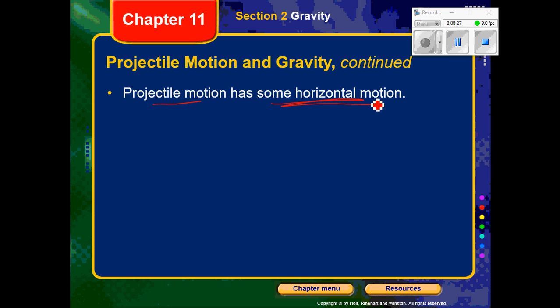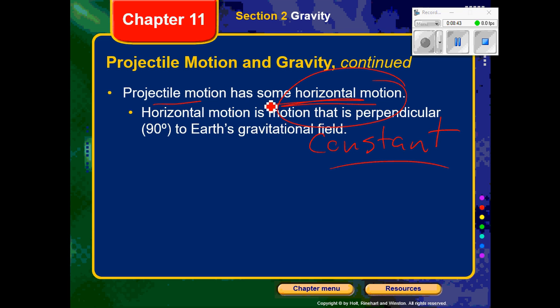Projectile motion has some horizontal motion, and that is constant. Remember, the horizontal is a constant, unless air slows it down, but we study it without air first so we can study the effects of air. Horizontal motion is perpendicular to the Earth's gravitational field. So if I throw something in that direction, the velocity is in that direction, the force of gravity is in that direction, there's no change to that velocity, because there's no force that's in line with it.